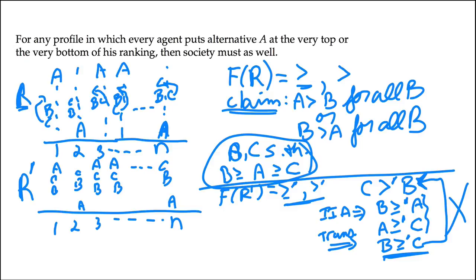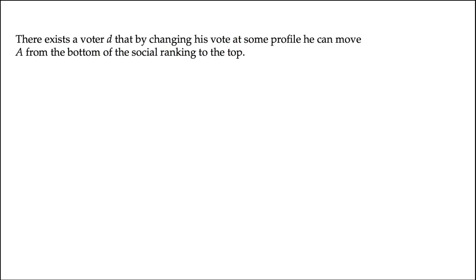Okay, so we've proven that for any profile in which every agent puts alternative A at the very top or the very bottom, then society has to as well. Next, we're going to show that there must exist a voter, D, such that by changing his vote at some profile, he can move A from the bottom of the social ranking to the very top of the social ranking.